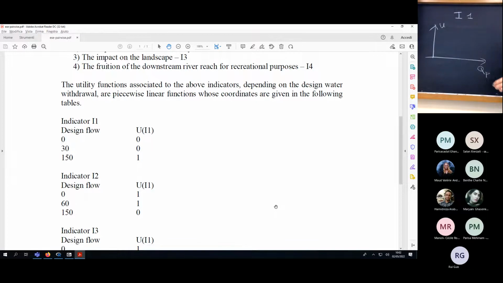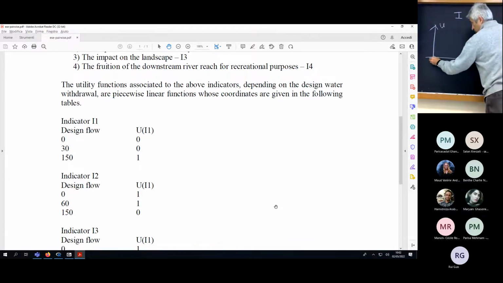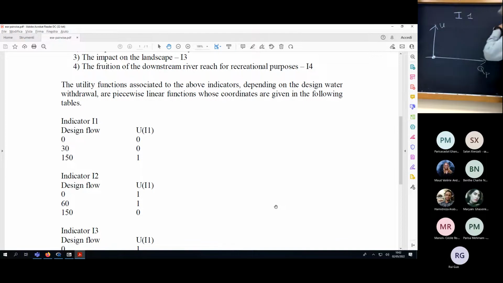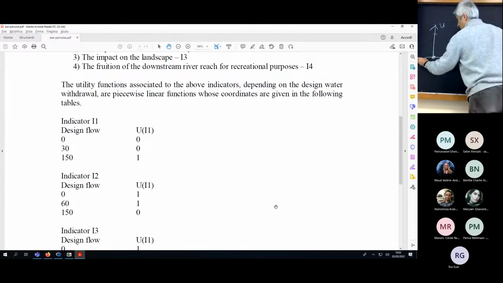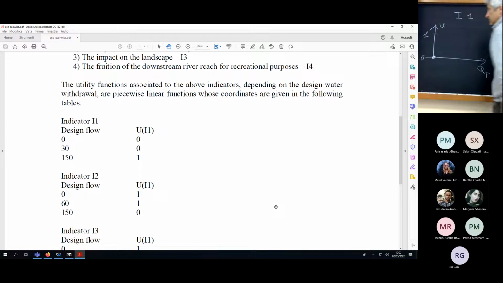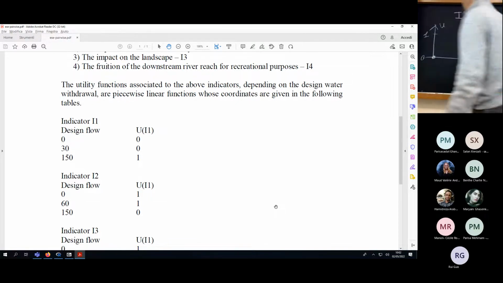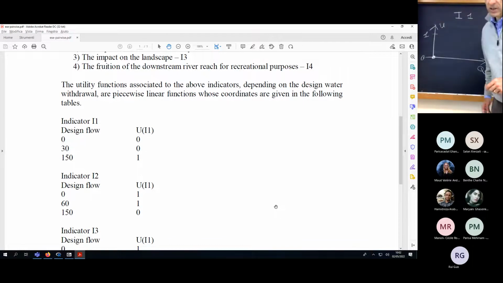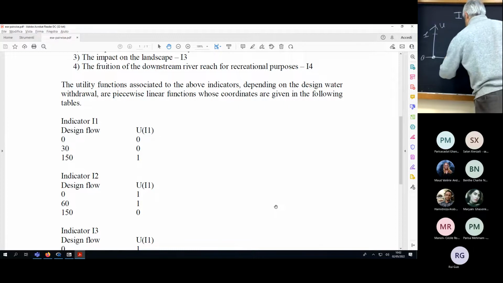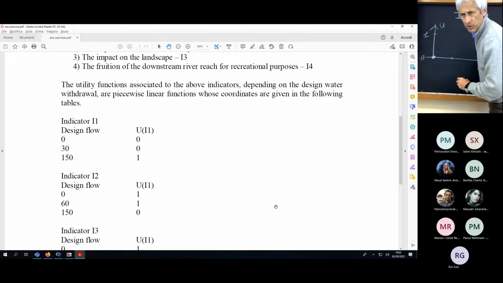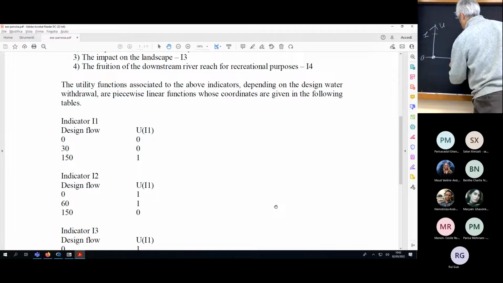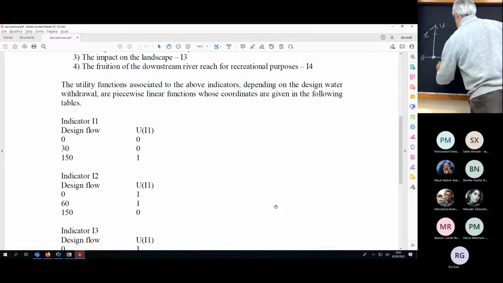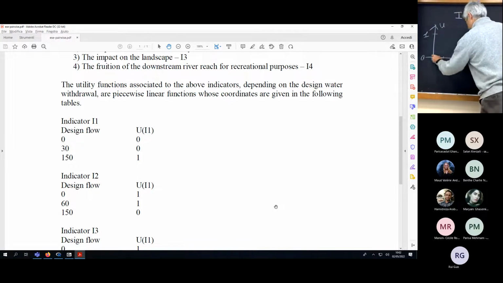Here we see that for design flow 0, we have utility 0. Remember that utility varies between 0 and 1. Let's see if you can read it. Yes. For design flow of 30, you still have utility 0. So the utility remains 0.